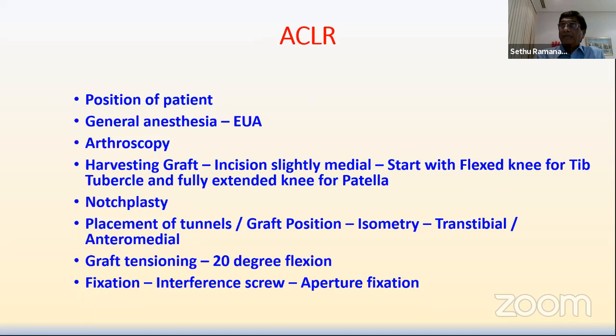I generally go transtibial, but if I feel the point on the femur is not to my satisfaction, then I would choose the anteromedial portal to get the femoral tunnel. I give tension in about 10 to 20 degrees of flexion, depending on the laxity or general laxity of the ligaments of the patient. And for fixation, of course, the titanium interference screw, which I think does very well, putting bone against bone. And I aim for aperture fixation on the femoral side, as that would prevent certain other complications.